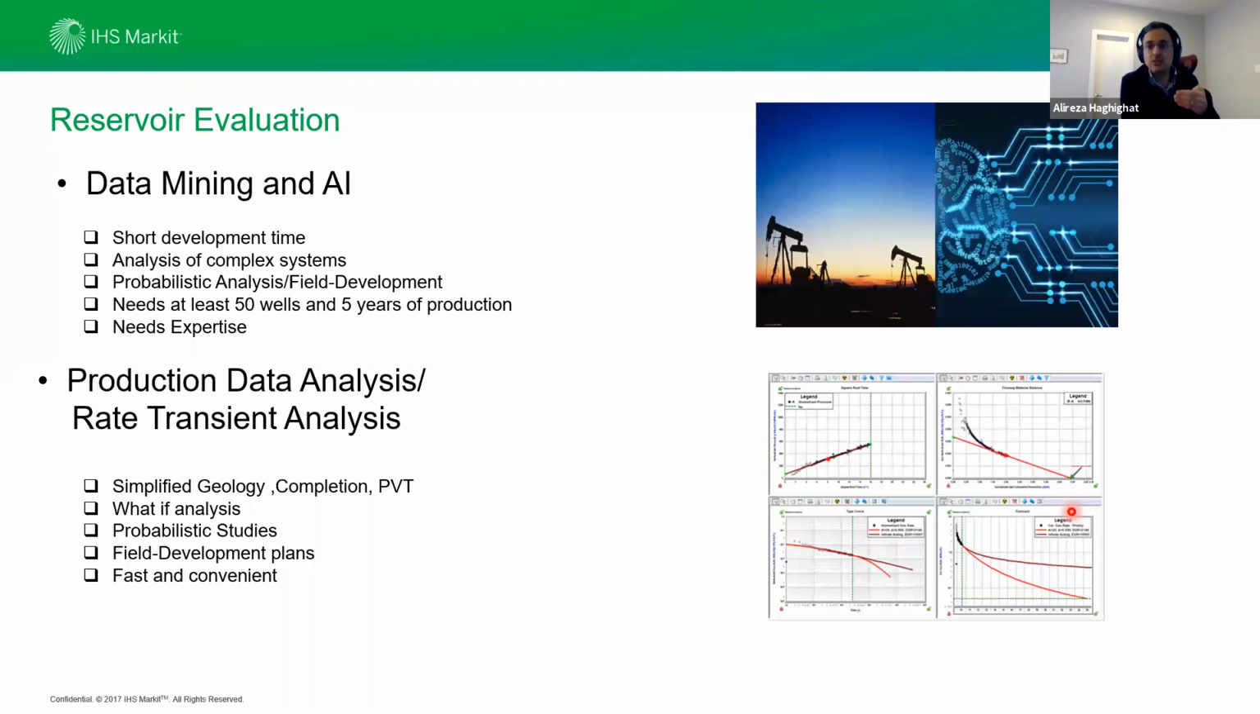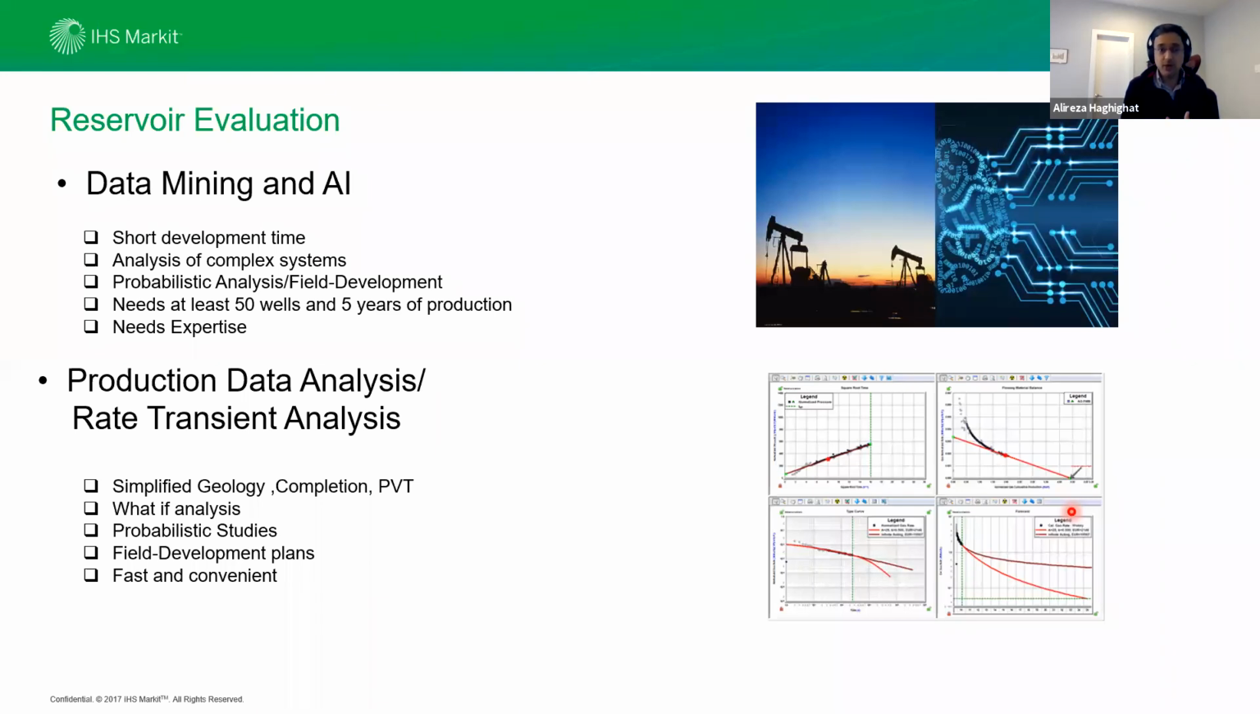With rate transient analysis, you analyze both rate and pressure together with some different techniques, and then you can characterize your system of well and reservoir. And the good thing about rate transient analysis is, despite reservoir simulation and modeling, you don't need to have complex models or a detailed geological model. Simplified geology is okay for you. You need to have completion and PVT information. So despite decline curve analysis, which just relies on production data, now you are looking at the actual physics of fluid flow in the porous media.